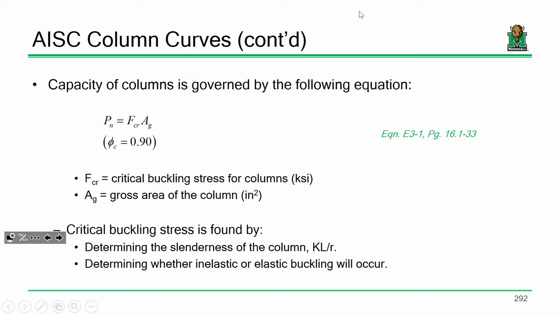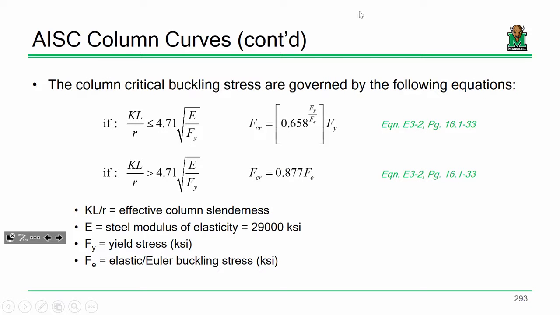Right now, we're going to assume that we don't have any slender elements, so we're going to be in section E3. So our capacity is going to be F critical times the gross area. And how do we compute F critical? It's like this, and you can see it on that next page. If KL over R, or our slenderness, is less than or equal to 4.71 square root of E over Fy, this is our capacity. Otherwise, this is our capacity.